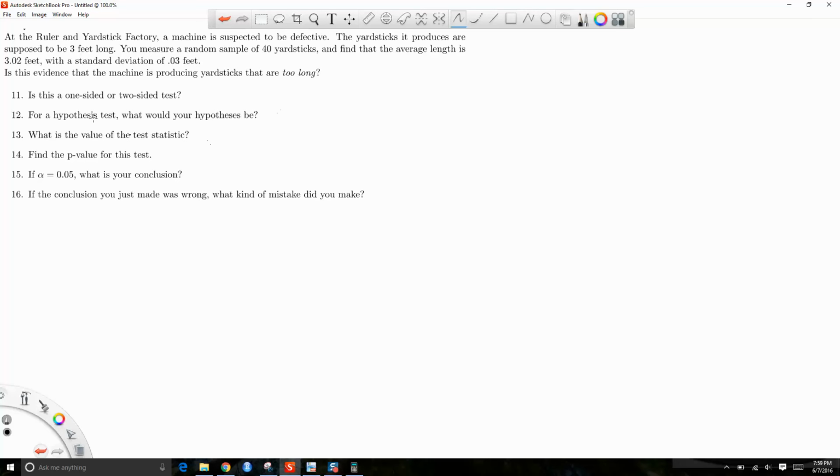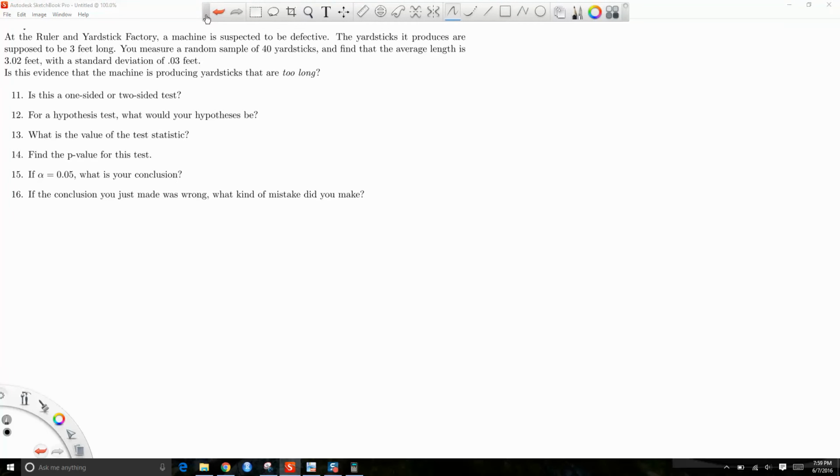Okay, and so here we're talking about a hypothesis test. But first of all, we should decide, are we dealing with means or proportions here? We're dealing with means, and we know this because it gives us a standard deviation, and we're talking about the length of a yardstick, so it's a numeric variable. Length is numeric. So we've got means, and how many samples do we have? One sample. And it's a hypothesis test, exactly.